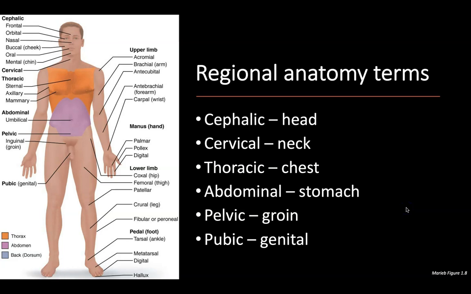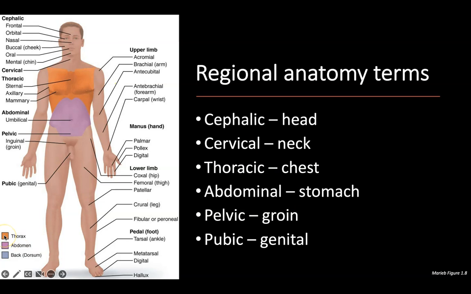There are lots of regional anatomical terms. Here are the big ones. So you've got cephalic, referring to the head. You can see that with the head, we have frontal is in the front, orbital is around the eyes, nasal, the nose, buccal, the cheeks, oral around the mouth, and mental stands for things that are around the chin. We have cervical, which is dealing with the neck, thoracic, which is the chest.